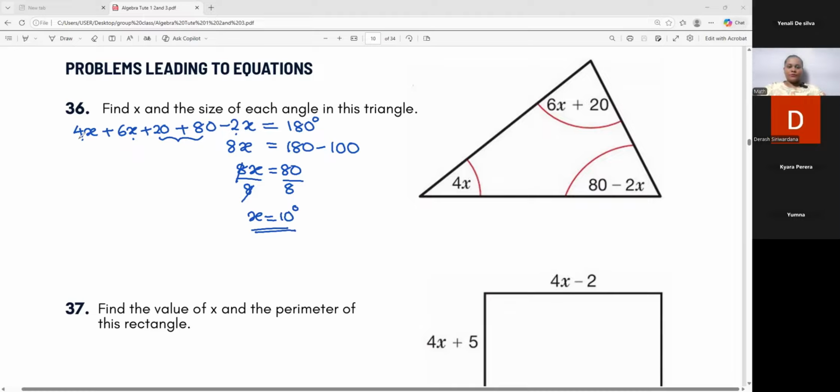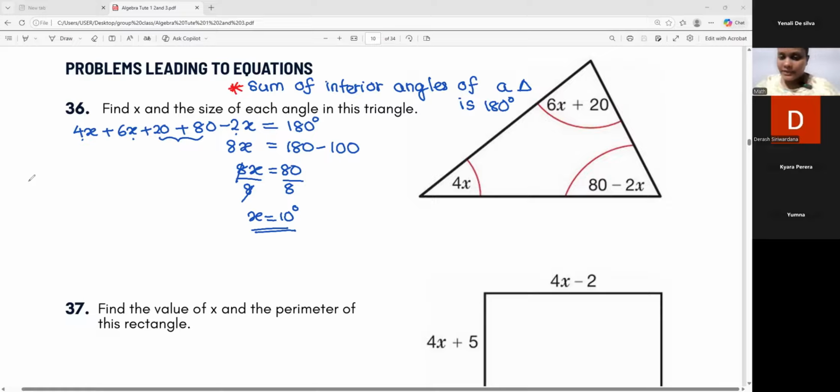So in this question, we use the theorem: the sum of interior angles of a triangle is 180 degrees. That's the theorem we used here.